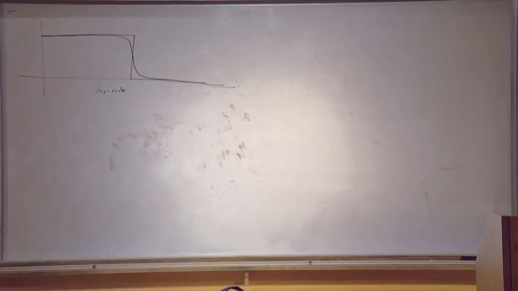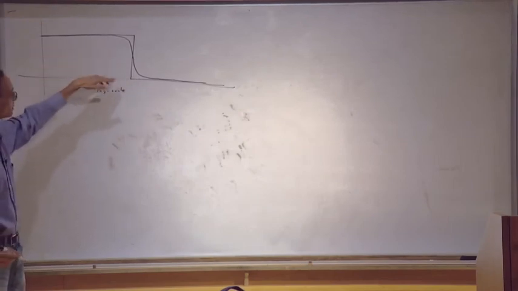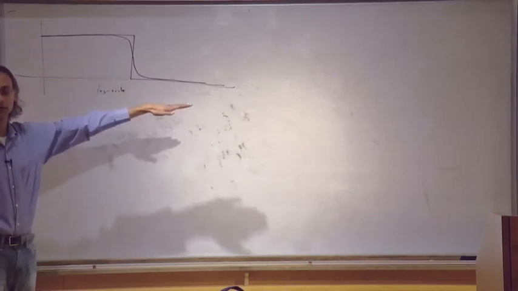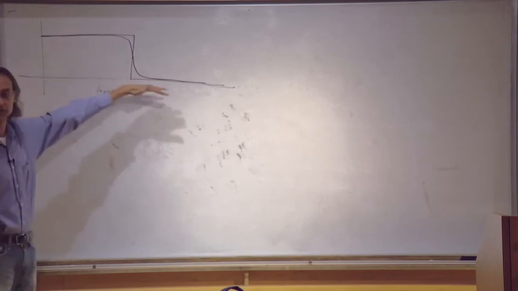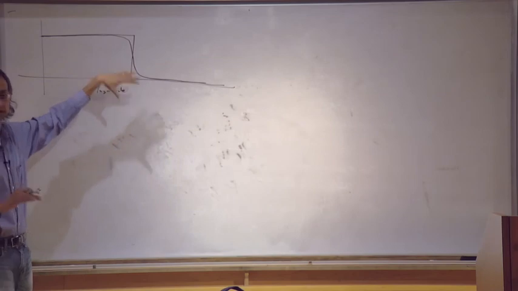I drew two functions there. Okay? One was a step that went straight and then stepped down and went somewhere. And the other is like a smoothed version of the step. You see that, these two functions?